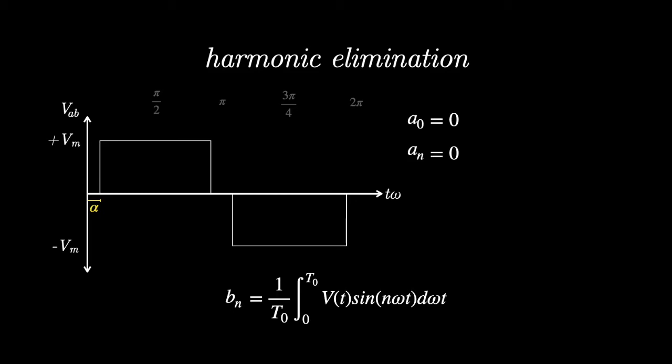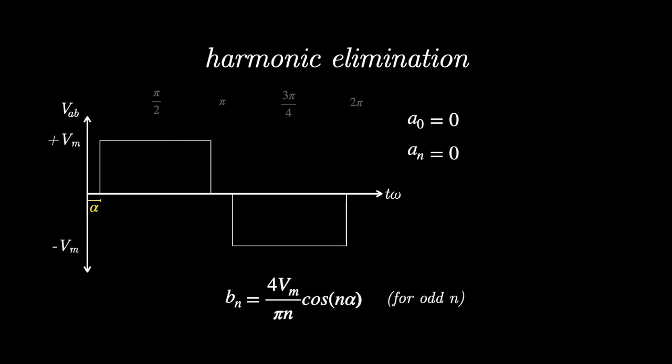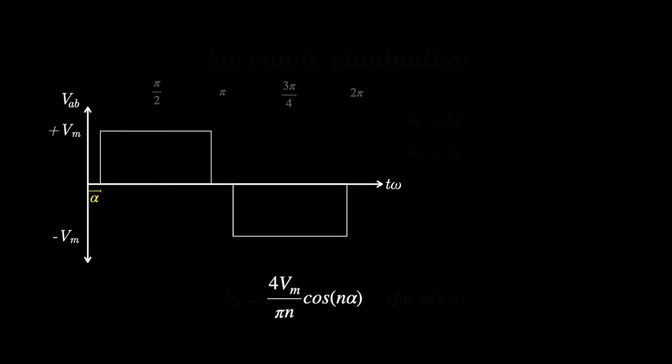Solving the integral, we have as a result of Bn 4 times V maximum over pi times n times minus cosine of n omega t from 0 to pi over 2. And finally, we have that Vn is equal to 4 times V maximum over pi n times cosine of n times alpha. This equation here describes the nth harmonic for our signal.